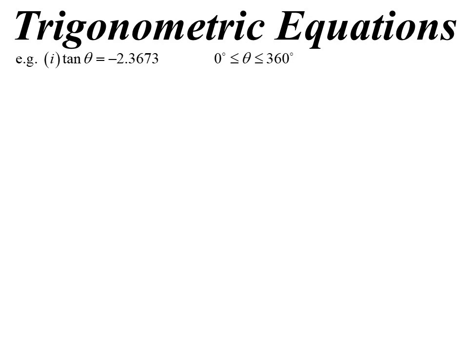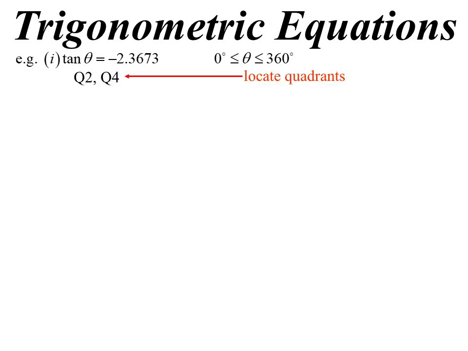Tan theta is negative 2.3673, and I guess the first question we ask ourselves is, hang on, how far do we want to look for solutions? Because of course there's an infinite number of solutions. So usually they will tell us, just look for answers between these values. The standard one is 0 and 360, but it doesn't have to be.